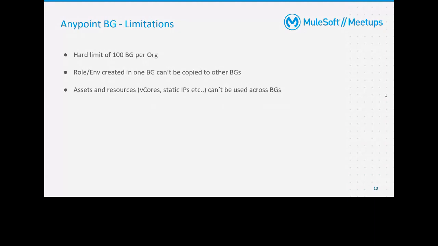Any questions on limitations? This is the main one we need to remember: 100 business groups per org is a hard limit. Beyond that, you can't create any more business groups. I heard a couple of organizations are already reaching it, even where we are working, we reached the limit. Then we re-looked into the structures and eliminated unnecessary business groups. That's a big exercise altogether. So avoid creating unnecessary business groups unless there is a genuine use case.